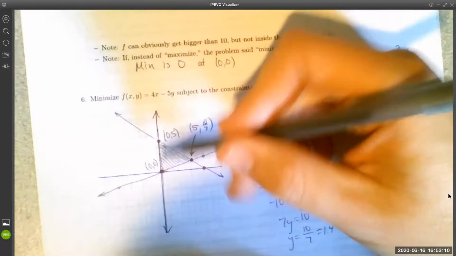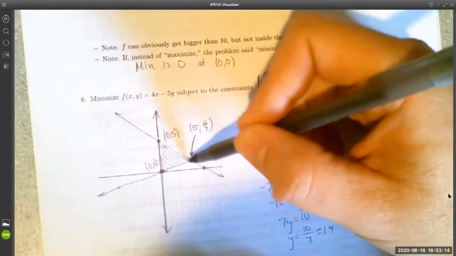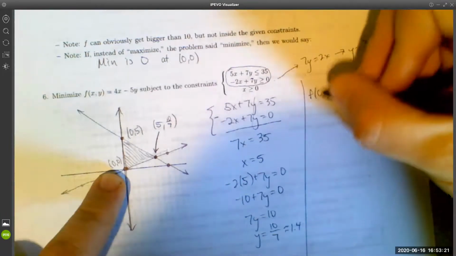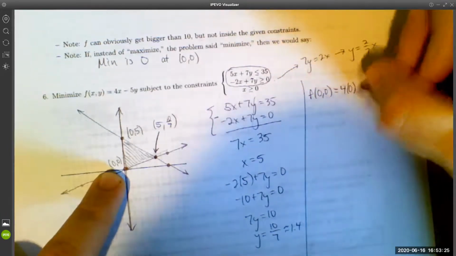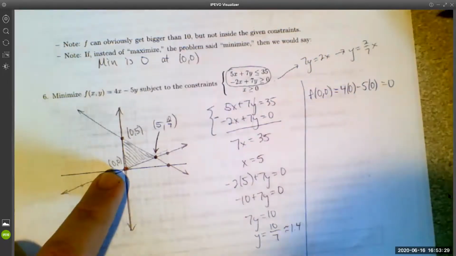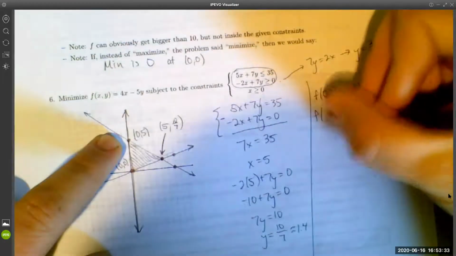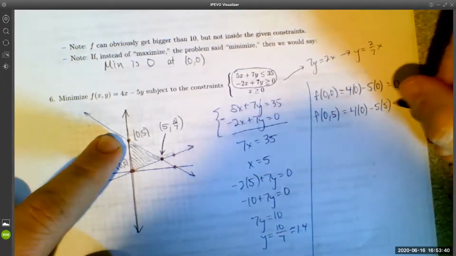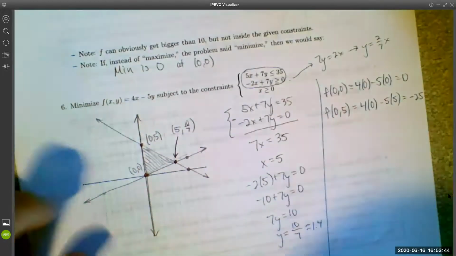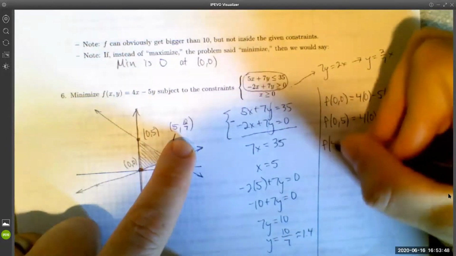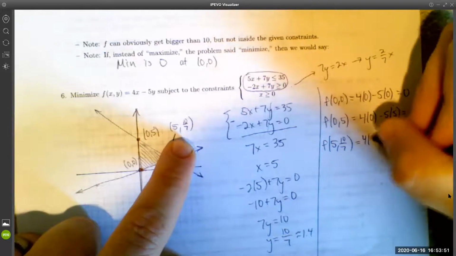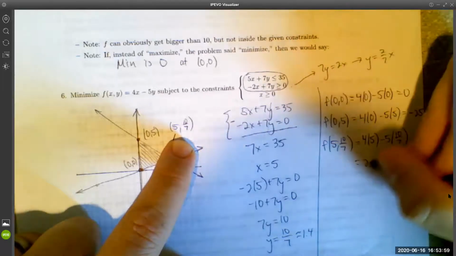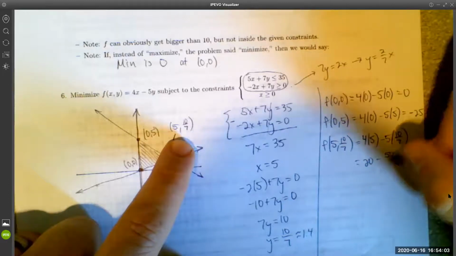Okay, so now that we know where the corner points are, we can see where our optimal solutions are. So to do that, we take turns plugging these into the function. So starting with 0, 0. Right, f of 0, 0 is 0. If we plug in 0, 5, and we get negative 25. Okay, and then if we plug in 5, 10 sevenths, we get 20 minus 50 sevenths.